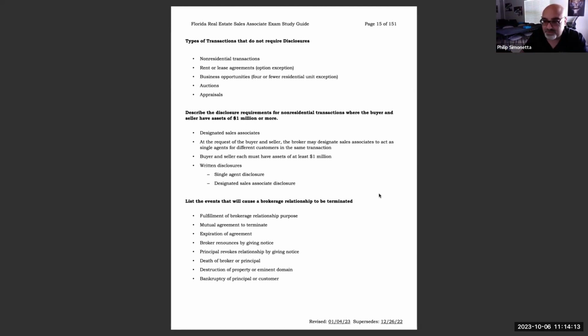The time runs out. Okay, the broker renounces the relationship by giving notice, or the principal revokes the relationship by giving notice. Death of a broker or principal, destruction of property or eminent domain, and bankruptcy of the principal or customer. So the seller or the buyer goes bankrupt. That'll kill the contract. There are your ways the contract can be terminated. You need to know those as well.